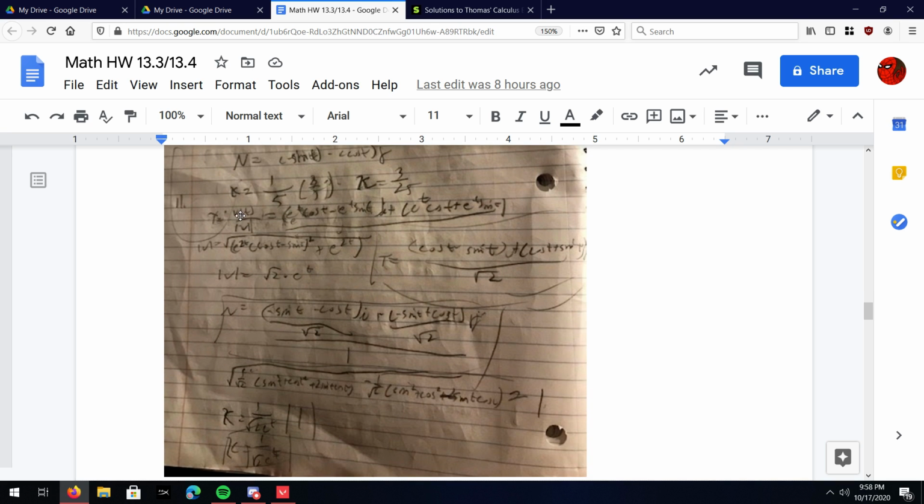So we're going to do number 11 from lesson 13.4. We're basically just trying to find vectors T, N, and the curvature of the space curve. So T is pretty simple. You just have to take the derivative of the function, right? And then just find the magnitude of the derivative and divide over each other.